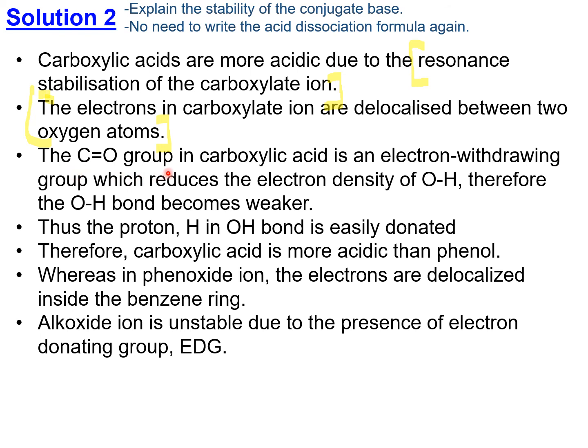The carbonyl group in carboxylic acids adalah electron withdrawing group yang akan reduce the electron density of the OH. Therefore, the OH bond akan become weaker, so they're easier to lose the proton. Okay. So the proton, the H in the OH bond of the carboxylic acid is easily donated. Therefore, carboxylic acid is more acidic than phenol.